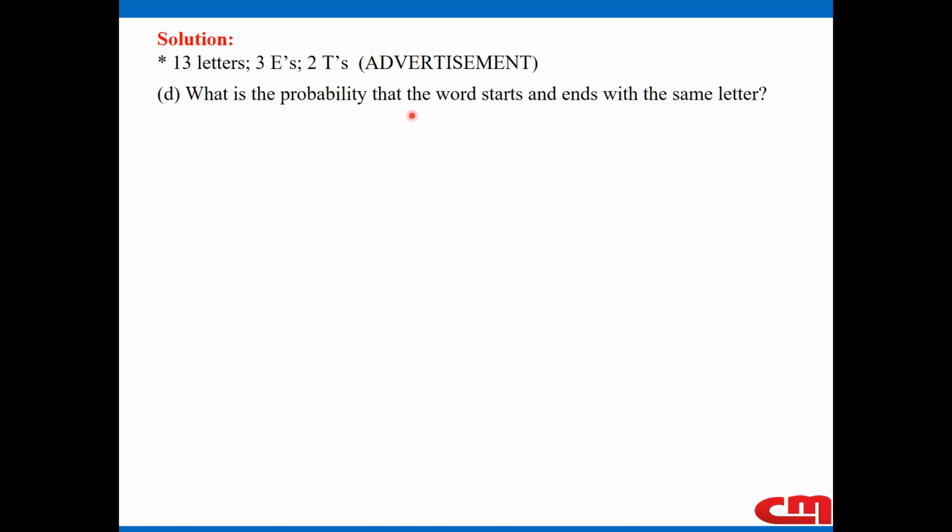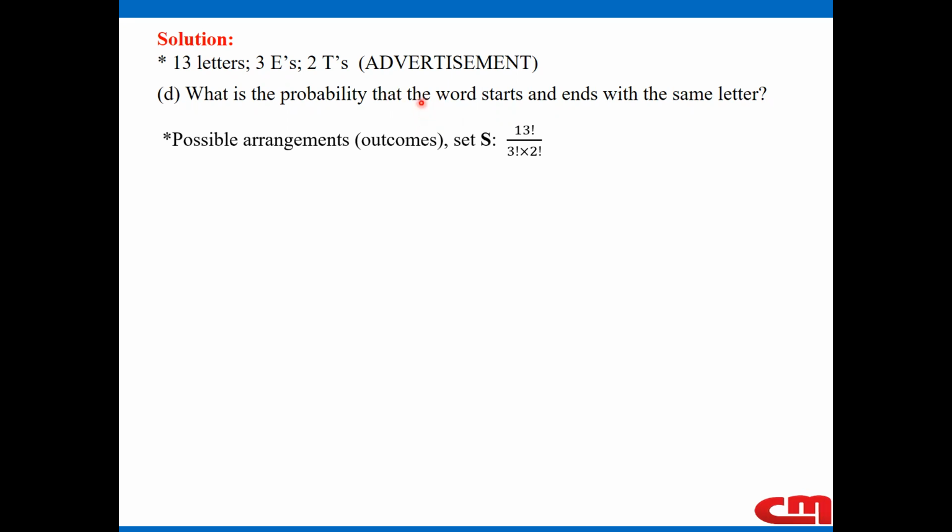What is the probability that the word starts and ends with the same letter? Already in C, you have seen how we calculated the possible outcome of a situation of having words that start and end with the same letter. So, of course, you know that the fact that we are talking of probability is a fraction between 0 and 1, right? Its numerator is occupied by the favorable outcomes, and the denominator is occupied by the possible outcomes.